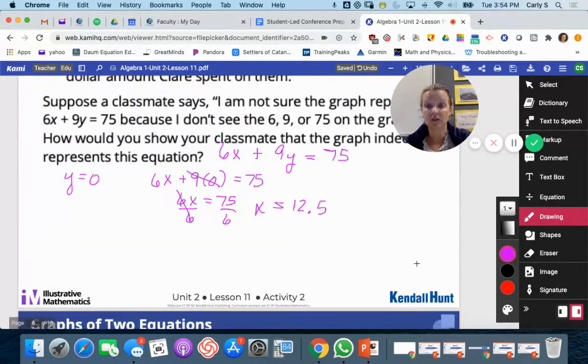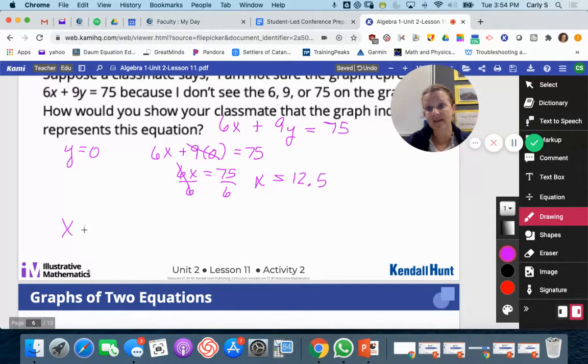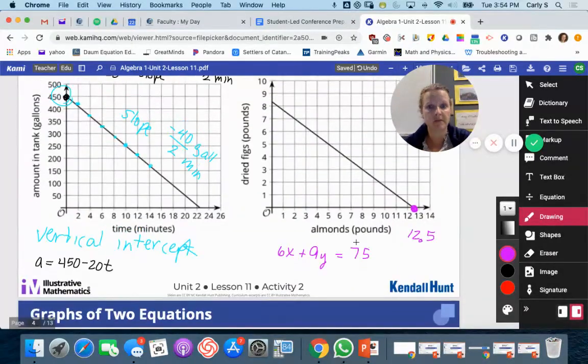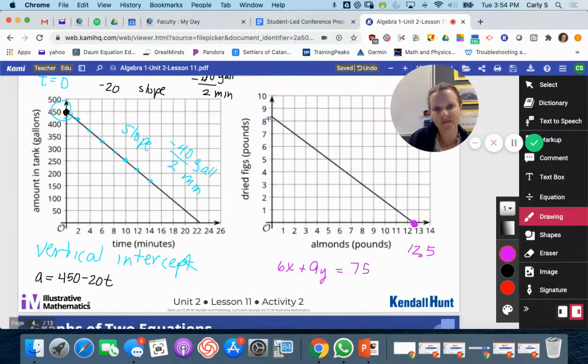Let's try the vertical intercept. That would be where x equals 0. So 6 times 0 plus 9y equals 75. So that cancels out. I'm left with, divide both sides by 9, y equals 8 1/3. That should be on my y-intercept, and it is. Okay, right there, which is 8 1/3. That represents 8 1/3 pounds of figs, 0 pounds of almonds, and I've spent $75 according to the equation.